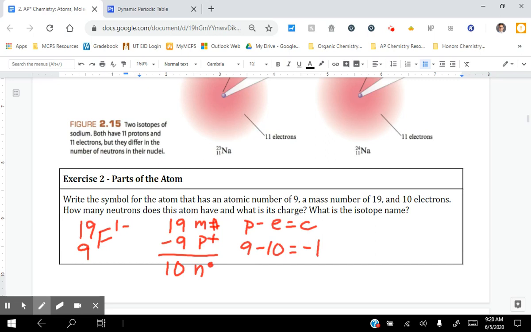All right, so we've found the neutrons, we've found the charge, we've written the symbol. The isotope name is fluorine. I put my dash, no spaces in between the dash, and then I just put the mass number. And I end up with 19. So fluorine-19 is the isotope name. We have our symbol here, and then we have found our neutrons and our charge.